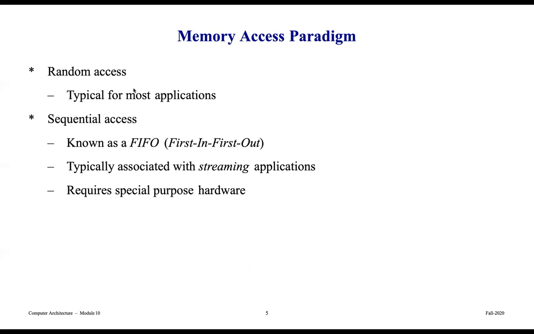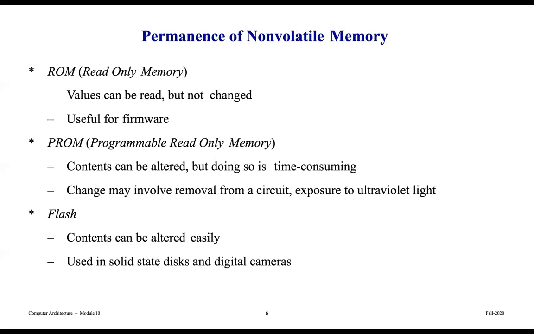Random access, this is typical for most applications, that you have memory that is defined in an application or by the operating system, and it keeps going where, in sort of a random fashion, it's going to be storing things as needed, and then when it's done, it'll release that memory and it can be used again. In terms of sequential access, this is known as FIFO, first in, first out. It is typically associated with streaming applications, and it requires special purpose hardware to implement that.